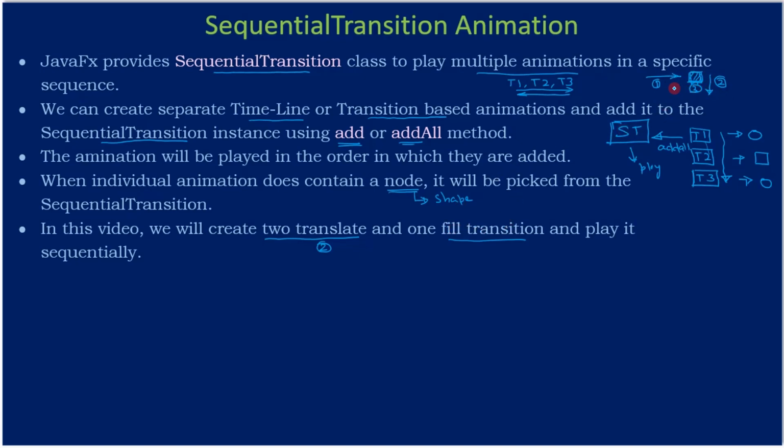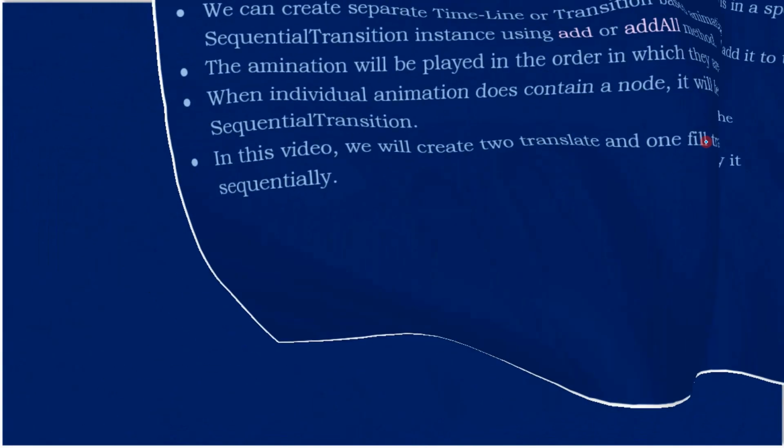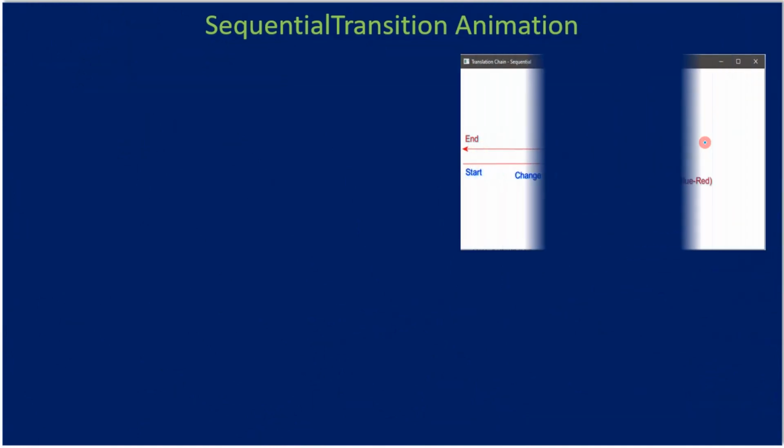And we assemble that and give it to the sequential transition. The sequential transition class will take care of laying out the individual animations in the sequential order in which they are added to the class. Now let's look at the code.